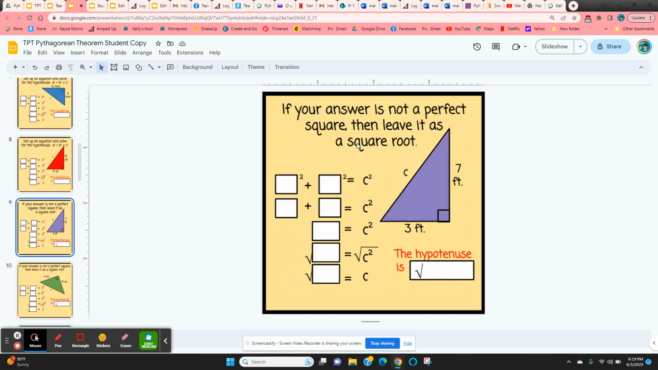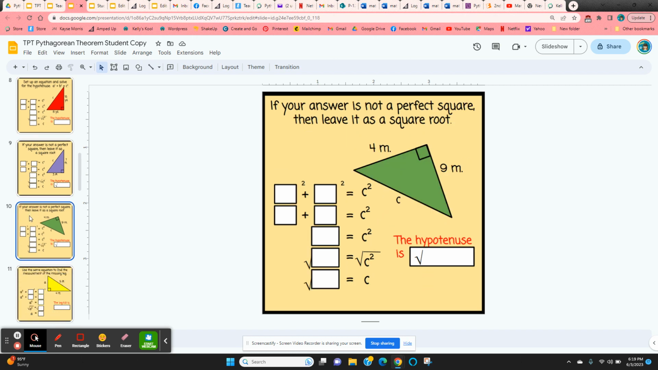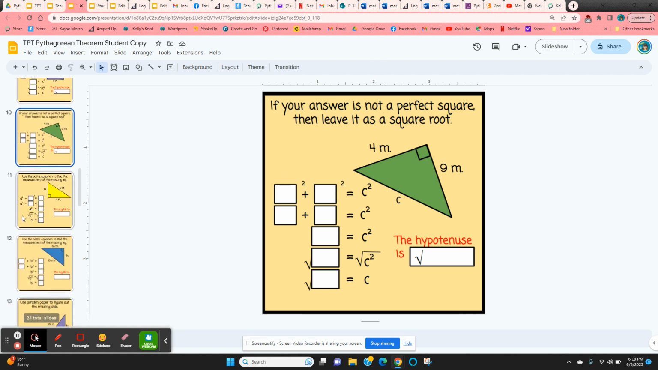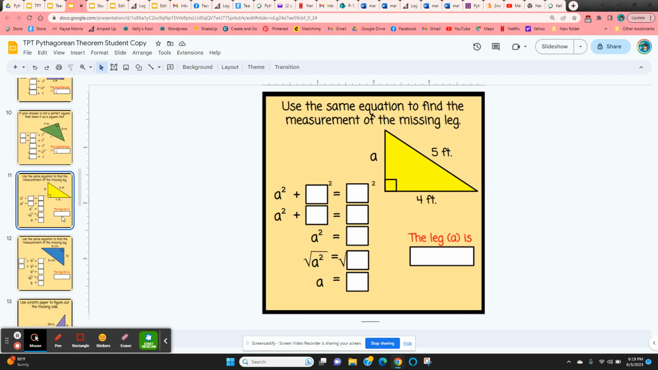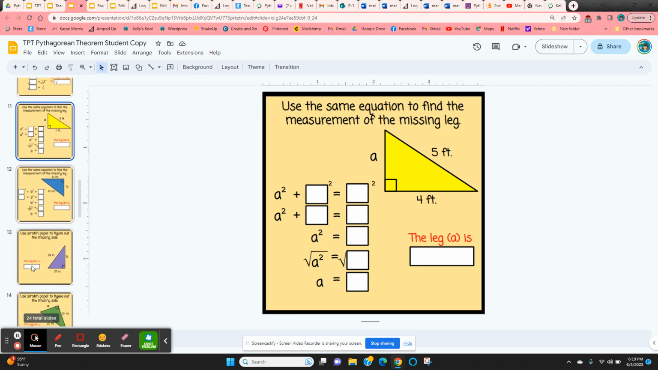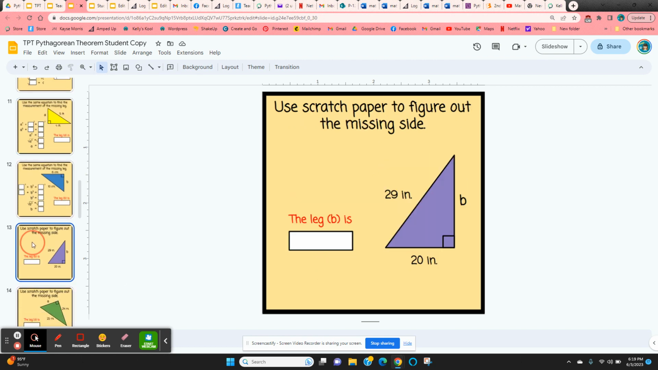And then they've got some answers that are not perfect squares, so their answer will be a square root. Same thing on that one. Okay, and then they're going to find one of the missing legs using the same formula. So they've got a few of those to practice.